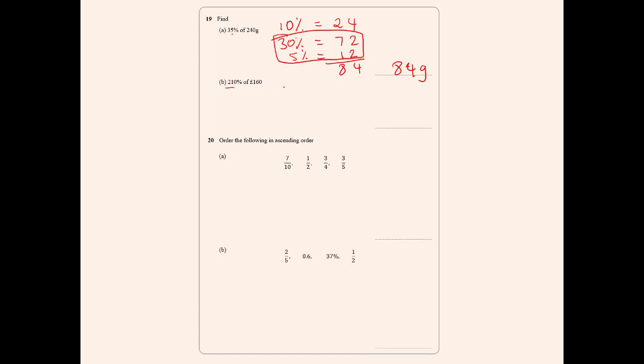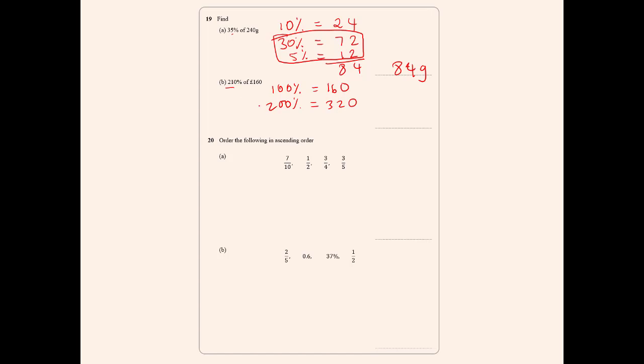Question B, 210% of 160. So 210% of 160. So therefore 100% will be 160 because we are finding 200% of 160. So 100% is 160. So 200% is going to be double the 160, which is 320.